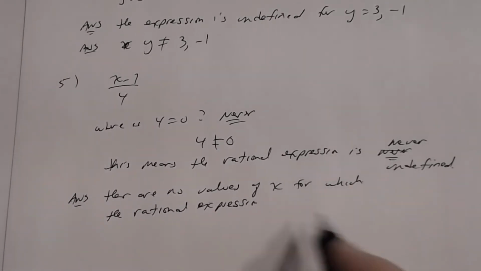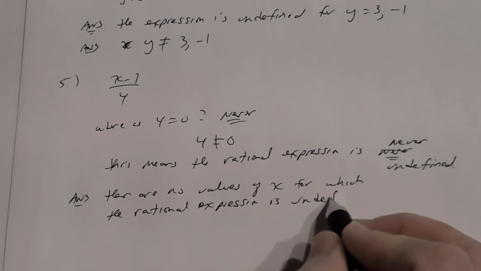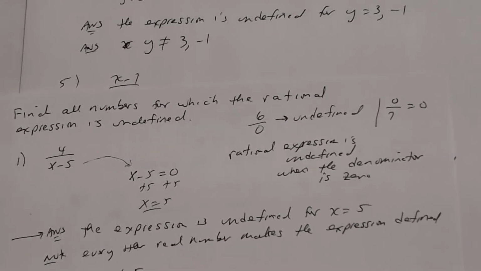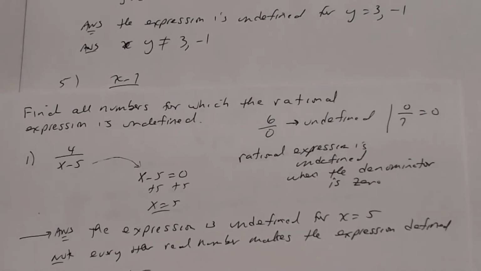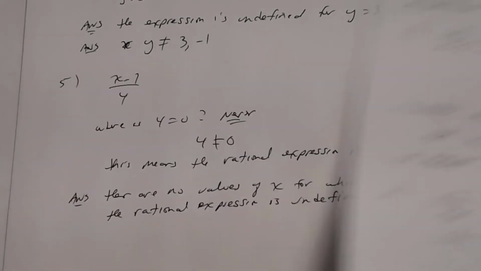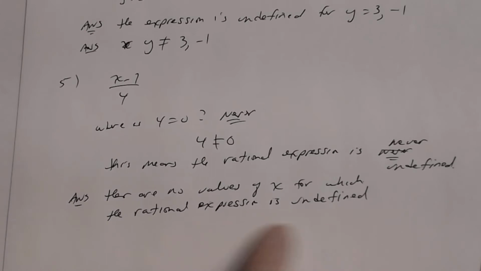So that, let me finish this. Rational expression is undefined. And that basically is what the question was, or what the directions were. So the directions: find all numbers for which the rational expression is undefined. Well, there's no variable in the denominator, so this rational expression is never going to be undefined. Okay.